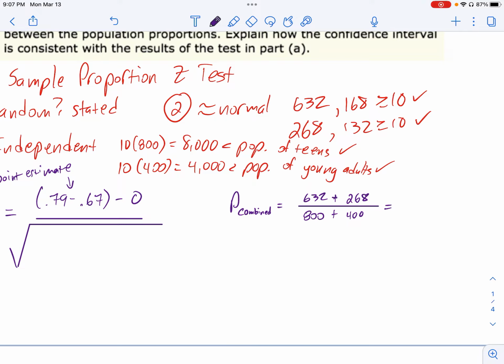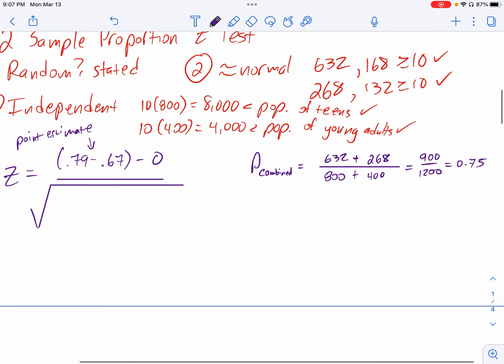I wrote this down somewhere. Oh, that's actually pretty easy. That's 900 out of 1200. So that's 0.75. That is what I'm going to use in here, for both of these pieces.